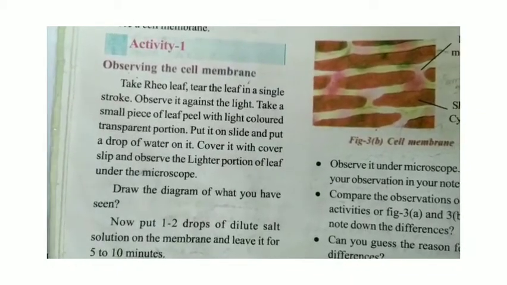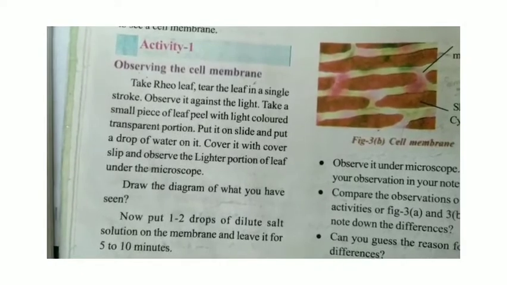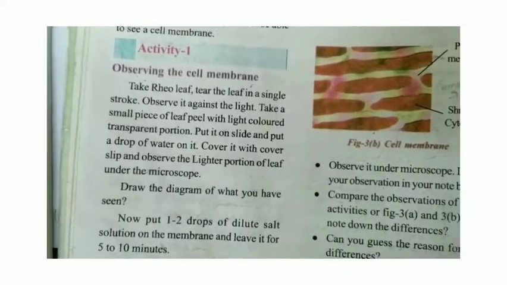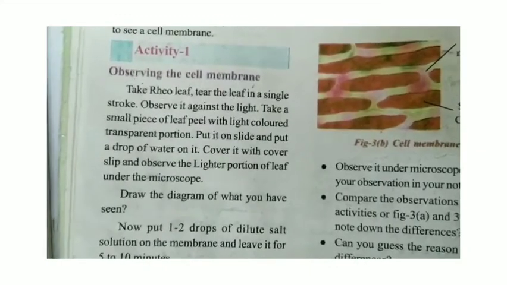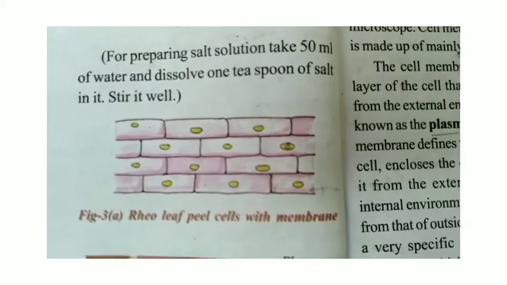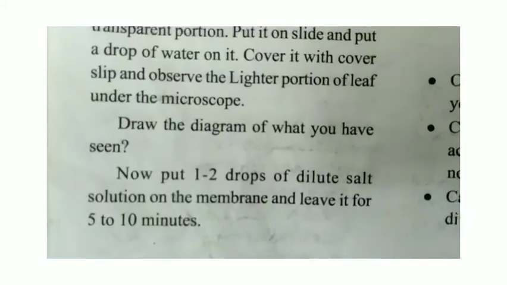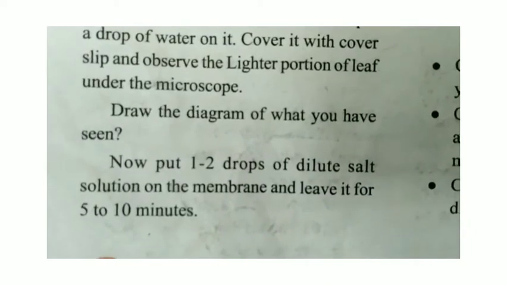Take a small piece of peel, that is the transparent portion, put it on the slide and put a drop of water. Then observe under the microscope and draw the diagram of what you have seen. So you can see the rheolite peel cell with membrane. Now put 1-2 drops of dilute solution on the membrane and leave it for 5 to 10 minutes.